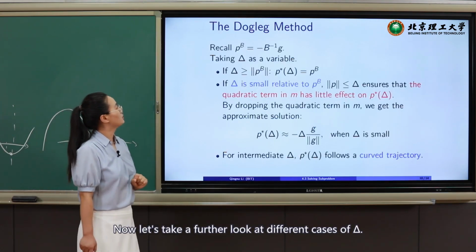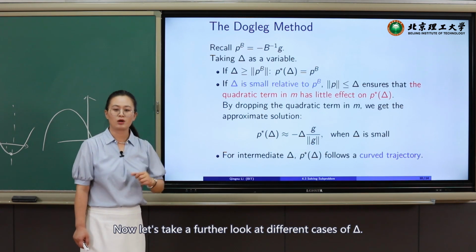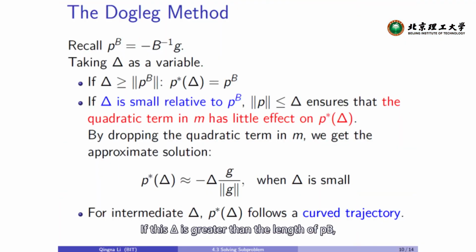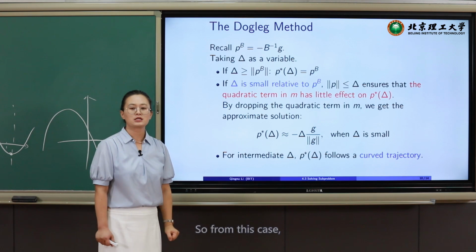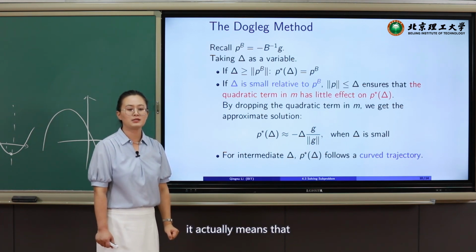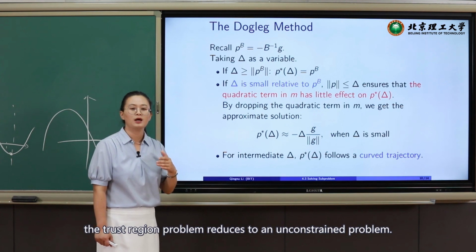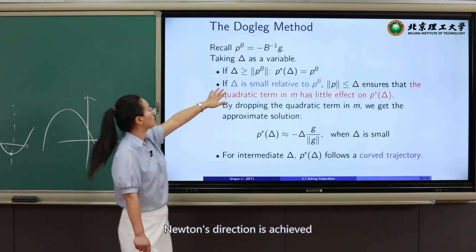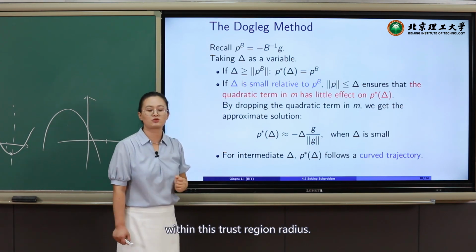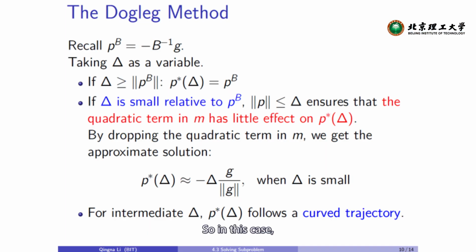Now, let's take a further look at different cases of delta, okay? If this delta is greater than the length of PB, in other words, Newton's direction is achieved within the trust region, then the trust region problem reduces to an unconstrained problem, because we do not have to worry about the trust region radius. Newton's direction is achieved within this trust region radius, all right? So in this case, P star delta will be the trust region step.